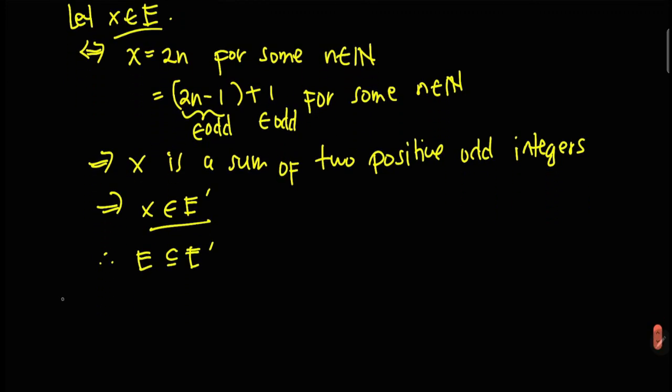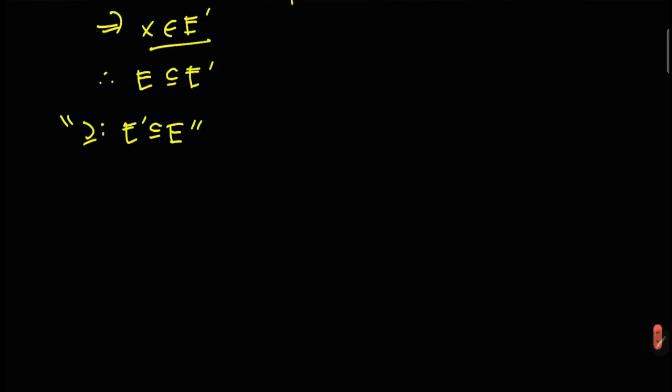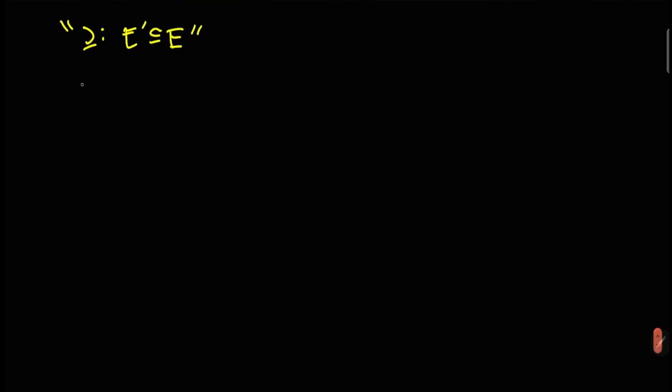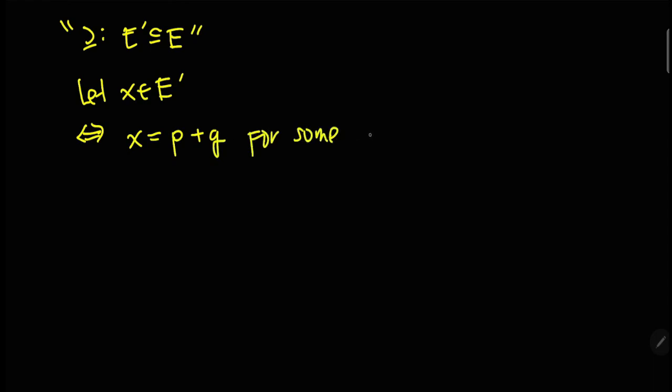Now, for the next inclusion, the other way around, we want to show that E prime is a subset of E. So we start with the fact for E prime. Let x be in E prime. Again, what do we mean by x being in E prime? We can express this as a sum of two odd integers. So it would necessarily mean that x is equal to p plus q for some positive odd p and q.